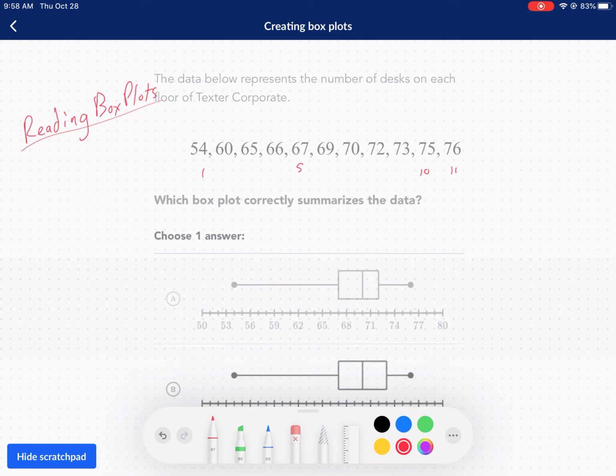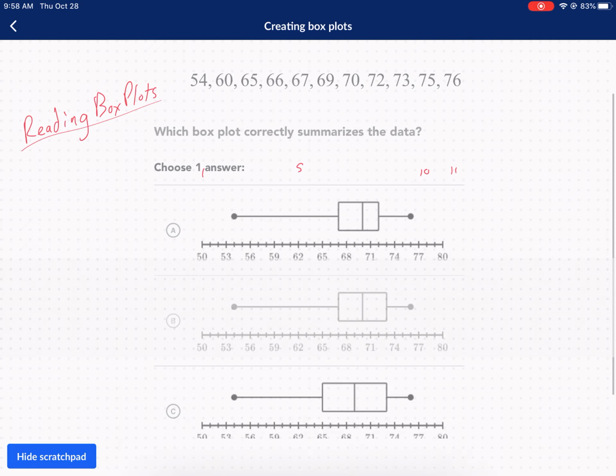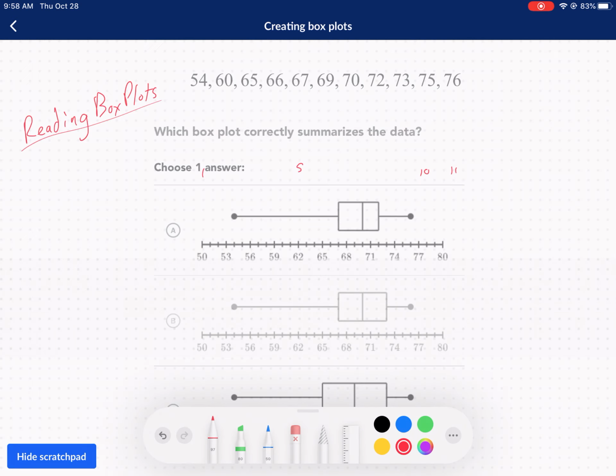Now, one thing we got to understand about a box plot, so I'm going to use this first one as an example. With these box plots, we want to see a couple things. We want to see the minimum. We want to see the maximum. That far dot on the left is the minimum. The far dot on the right is the maximum. This middle line in the box is the median. So those are the most obvious things that we can sort out.